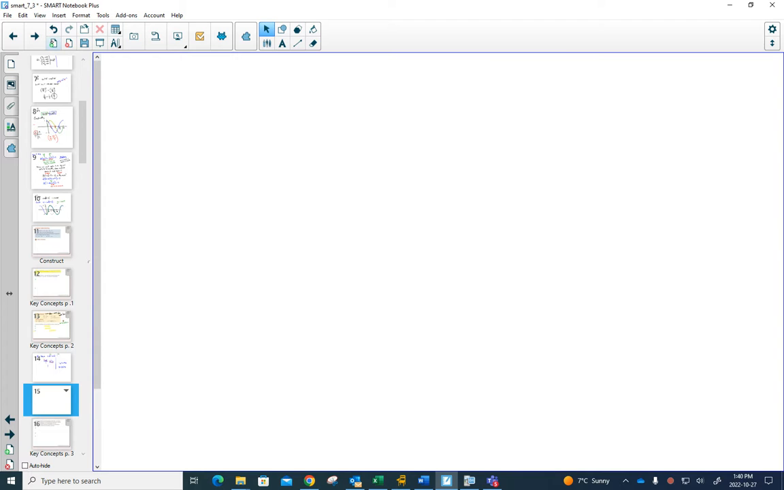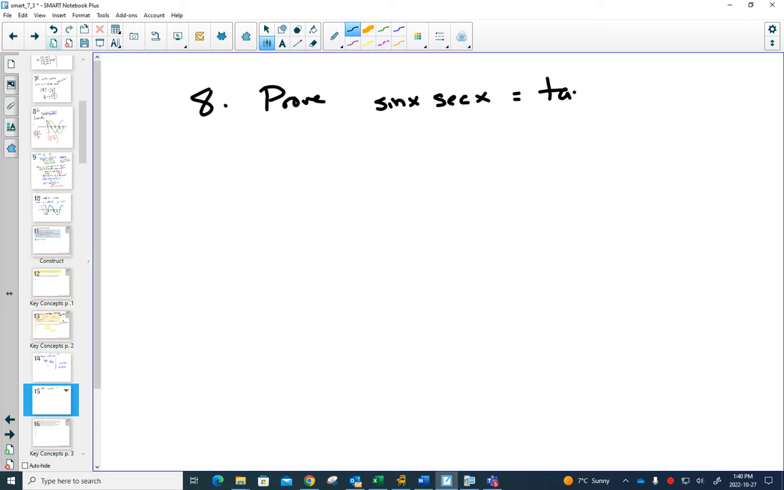You're going to be able to do 6 and 7, but we're going to do 8 together. We're going to do a couple more together. 8 is a little bit trickier. 8 says sine x secant x equals tan x.